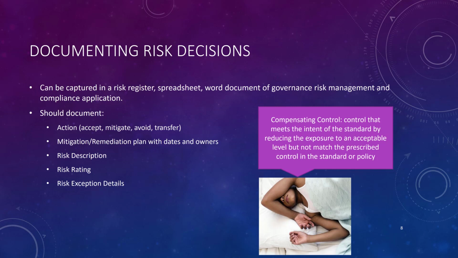Typically, it's going to be in a risk register, which could be a spreadsheet, could be a Word document. It's going to document what the decision was. What is the mitigation and remediation plan with dates and owners? Describe the risk, give it a rating, and if there are any exceptions associated with the risk, have those documented as well. The book at this point introduces a new idea, this idea of a compensating control.